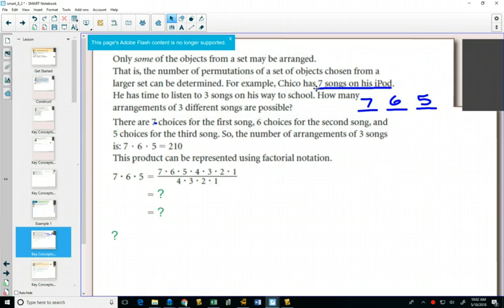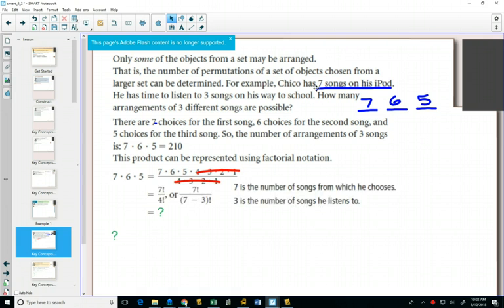7 times 6 times 5 could be written this way, right? Because the 4 times 3 times 2 times 1 and the 4 times 3 times 2 times 1 would cancel out. But in spaces where you always reduce by 1, this could always happen. So we could say that it's equal to 7 factorial over 4 factorial. And the 4 factorial on the bottom is the same as 7 minus 3. 3 is important because 3 was the number of spaces that we had.